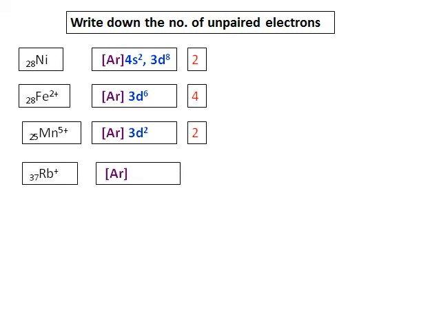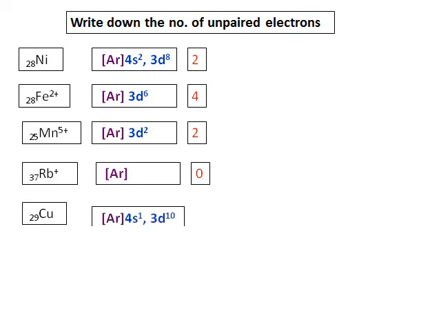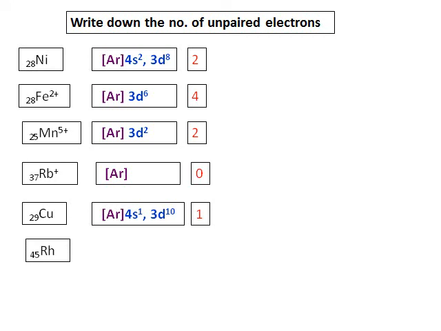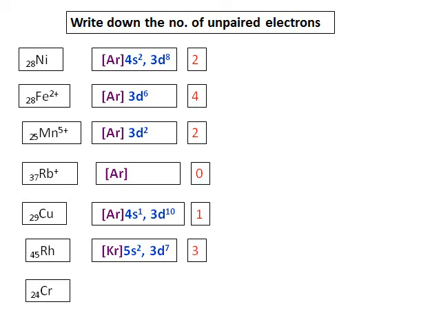Manganese 5+, the final electronic configuration will actually be 3d2, and hence it will have 2 unpaired electrons. And rubidium plus will not have any unpaired electrons. And copper will have 1 unpaired electron, and rhenium will have 3 unpaired electrons. And chromium, we know that the electronic configuration of chromium is 4s1 3d5, and therefore it will have 6 unpaired electrons.